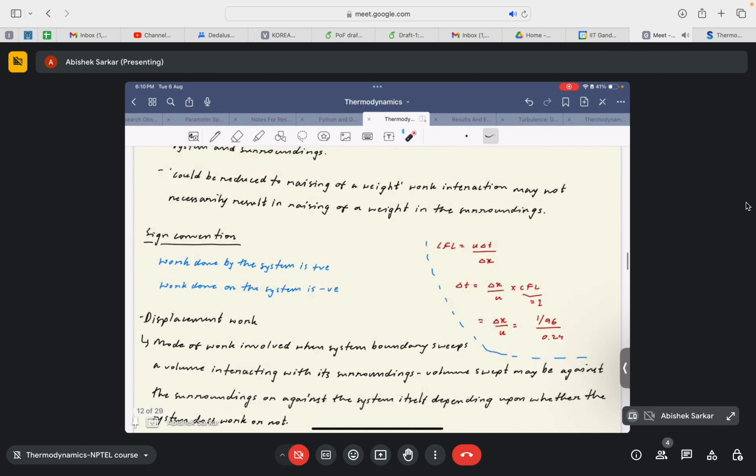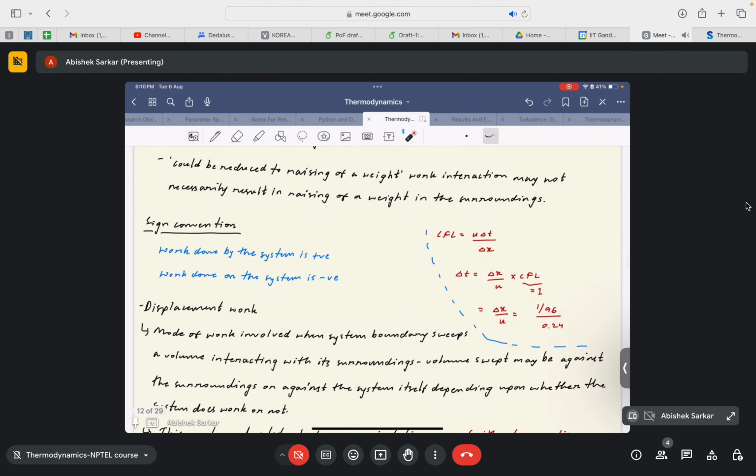Now we will be discussing a very important topic, that is the sign convention of work done. Most of the standard thermodynamics textbooks or research papers dealing with thermodynamics follow this sign convention: the work done by the system is taken to be positive, and the work done on the system is taken to be negative.